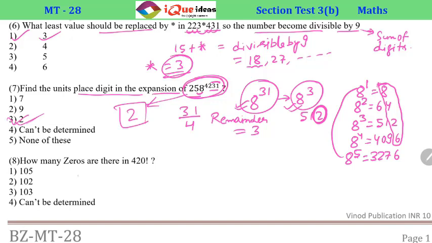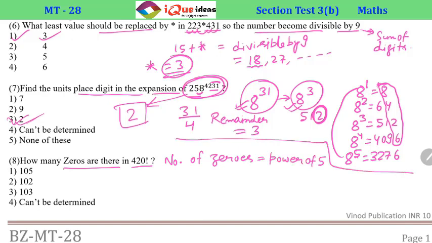Okay, now the next question, how many zeros are there in factorial 420? This is a direct question. The number of zeros is simply equal to the power of 5. Now, how do we calculate the power of a prime number in a given factorial? We divide the given number and we add all quotients possible.